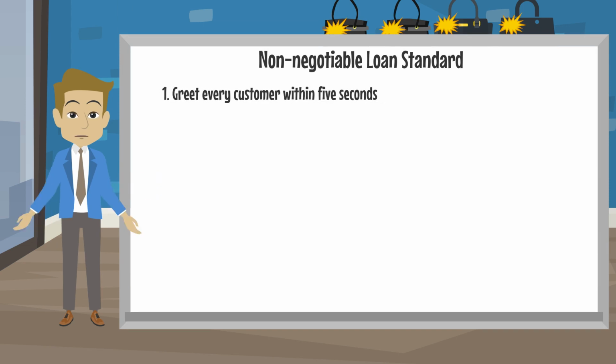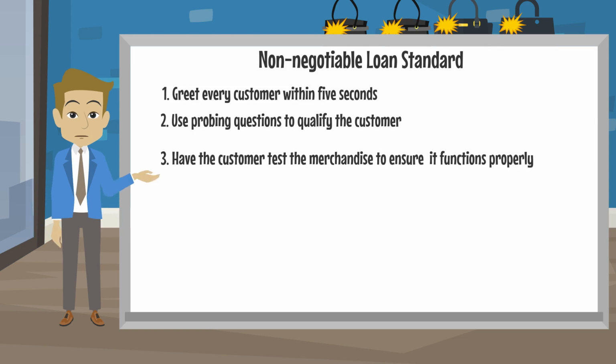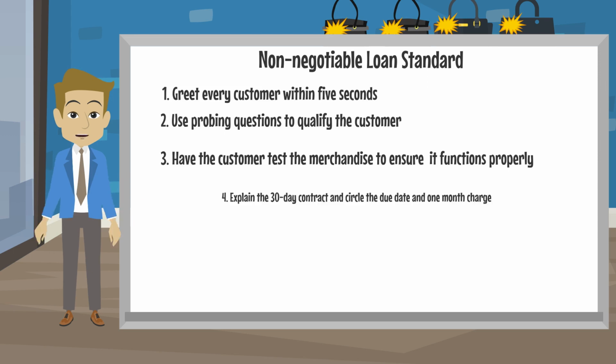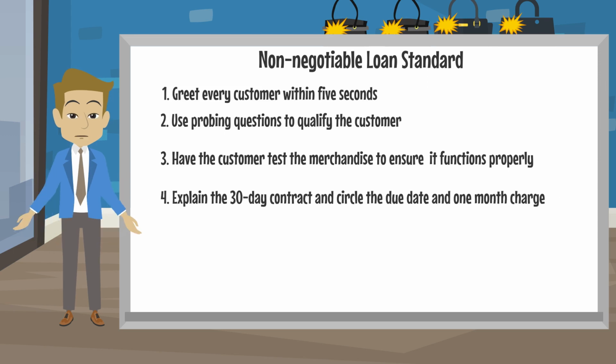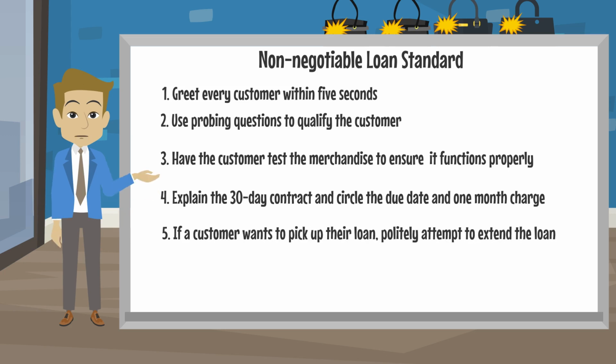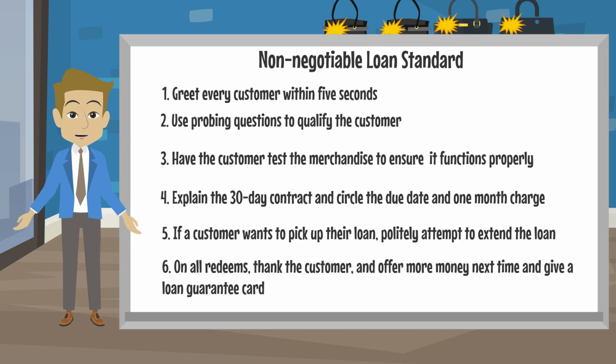First, you must greet every customer within 5 seconds. Second, use probing questions to qualify the customer. Third, have the customer test the merchandise to ensure that it functions properly. Fourth, explain the 30-day contract and circle the due date and 1-month charge. Fifth, if a customer wants to pick up their loan, politely attempt to extend the loan. And finally, sixth, on all redeems, thank the customer, offer more money next time, and always give a loan guarantee card.